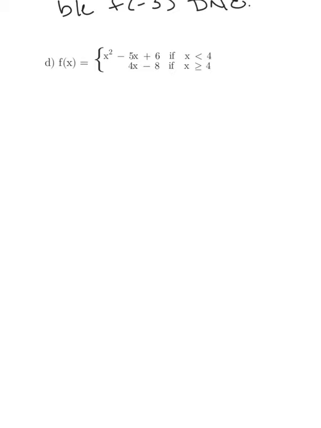On example D, we have a piecewise function given to us as the function we are going to investigate its continuity. The first row is a quadratic polynomial. The second row is a linear polynomial. Polynomials are continuous everywhere. We are switching from the quadratic to the linear at the x value of 4. So the only place where this might not be continuous is at that x value of 4.